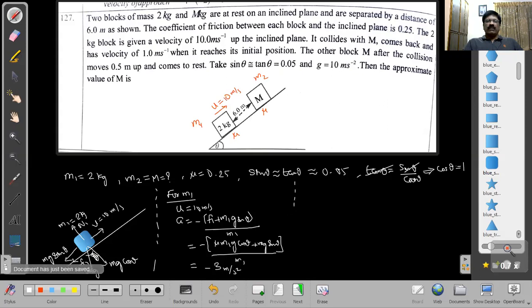That's why when the first block of mass 2 kg is projected upwards with a velocity of 10 meter per second, it travels with a deceleration. Before it makes collision with the second block, what is the distance traveled? So the distance traveled s1 before making collision is equal to 6 meter only. 6 meter.